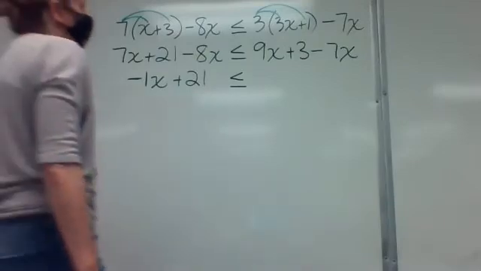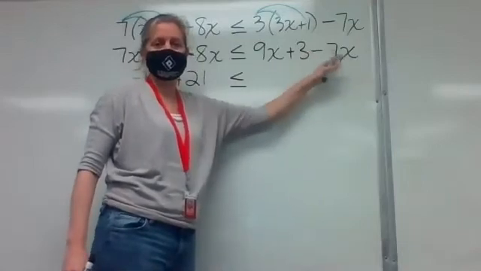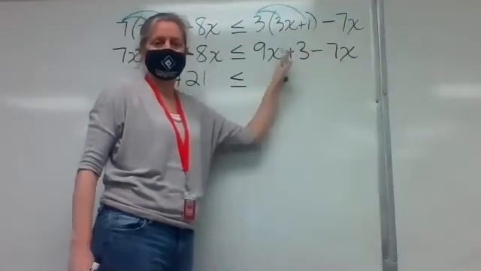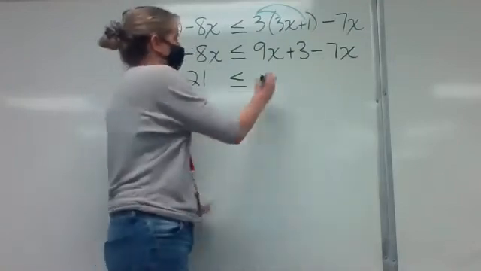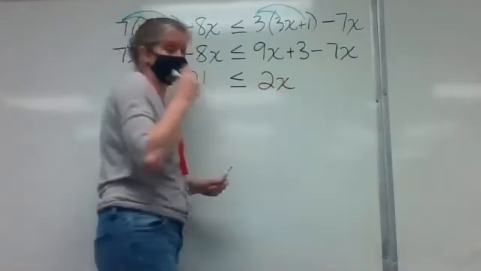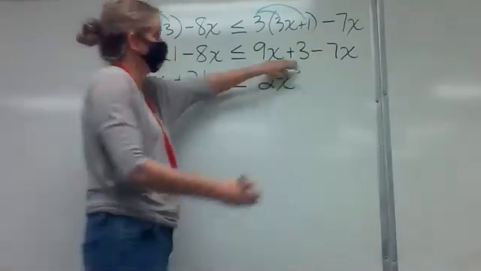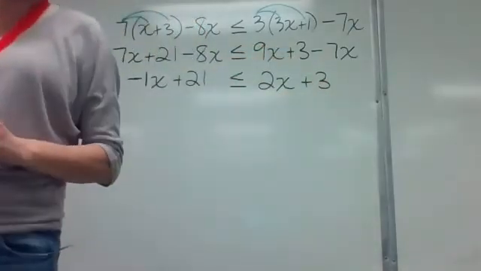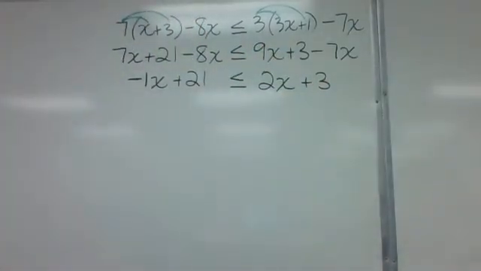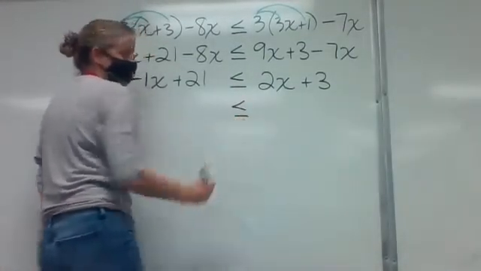On the right, I also notice that I have x's that can go together. Here I've got 9x minus 7x. So I'm going to put those together and just say that's 2x. Drop down your plus 3 since it doesn't have anybody to go with. So now, again, dropping down my symbol.